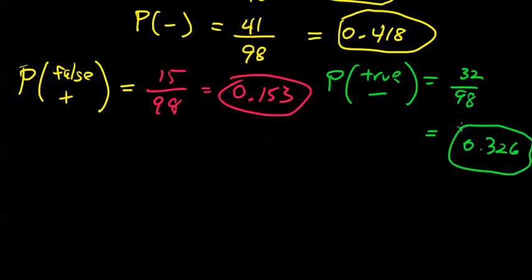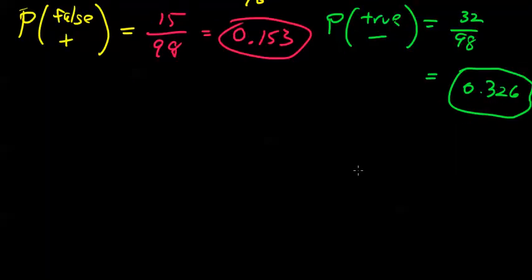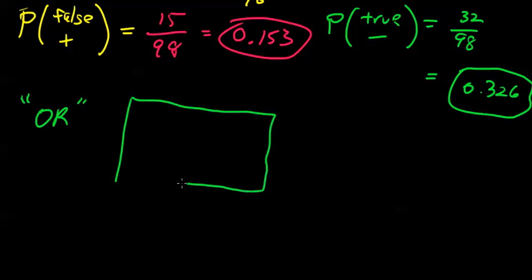Alright, I want to invoke some OR events now. Let me define what OR means in a probability sense. Well, probably the easiest way to visualize it is with what they call a Venn diagram. You've probably seen these before in your math careers.